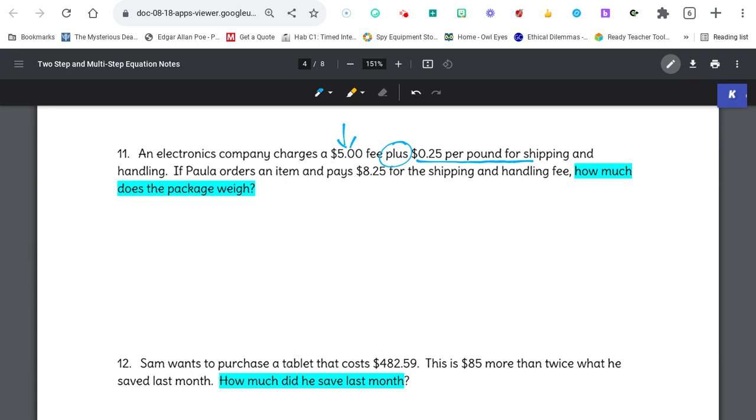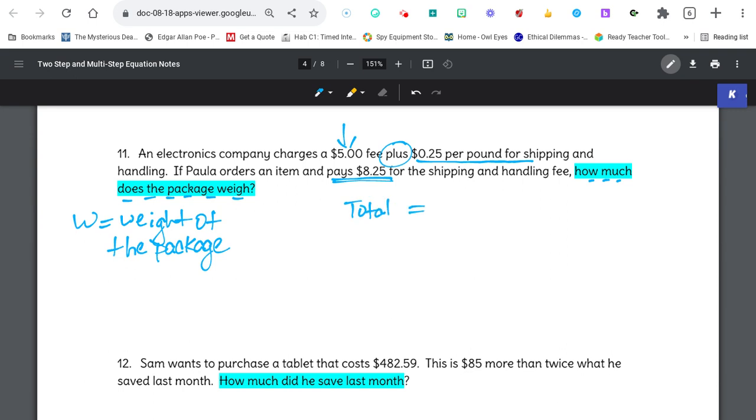If Paula orders an item and pays $8.25 for shipping and handling, how much does the package weigh? So I've already highlighted the unknown. I don't know the weight of the package. That's what we don't know. But I do know that she ended up paying $8.25. So I know that the total price equals $8.25.